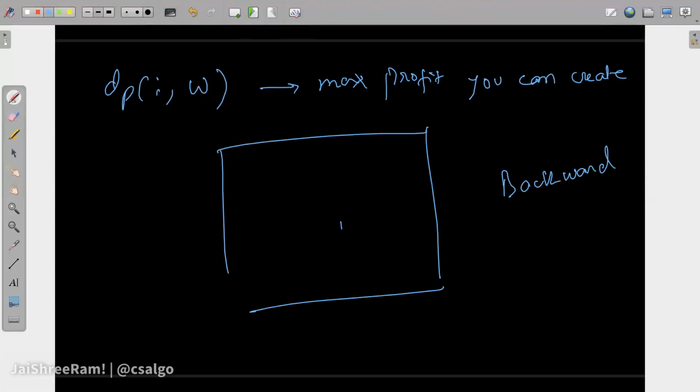In that, we will say that I have to decide for I comma W. So this I can create by either not taking anything in the previous step, or I can create this by taking something in the previous step. Make sense?